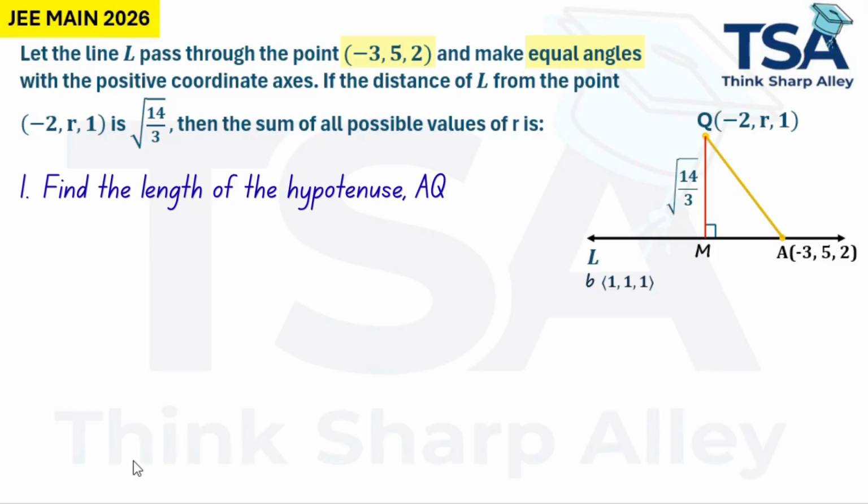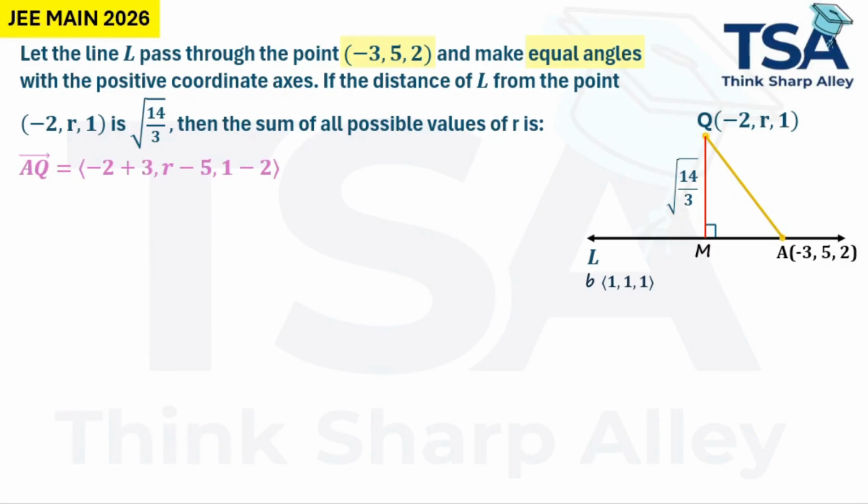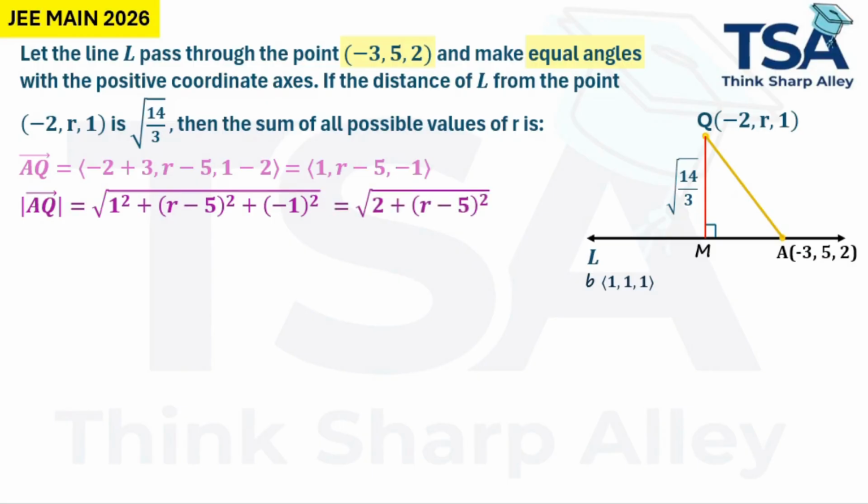So let's do step 1. Let's build our hypotenuse vector AQ, that is Q minus A. So here we had -2 minus (-3), that becomes -2 + 3. Then we have r - 5, and the third component is 1 - 2. That gives me (1, r - 5, -1). Now the magnitude of AQ is the square root of the sum of squares of each component, which simplifies to the square root of 2 + (r - 5)².